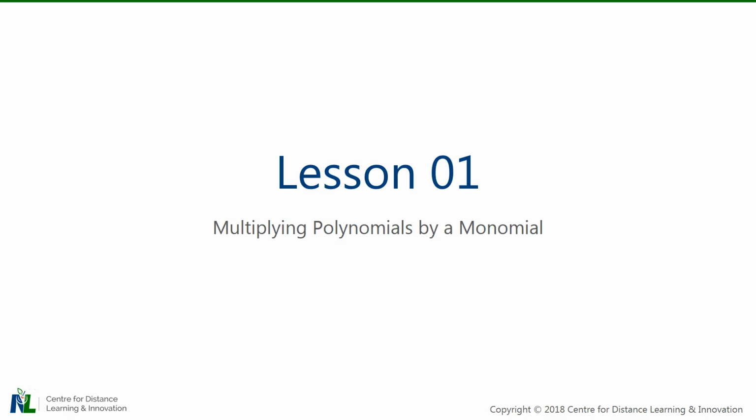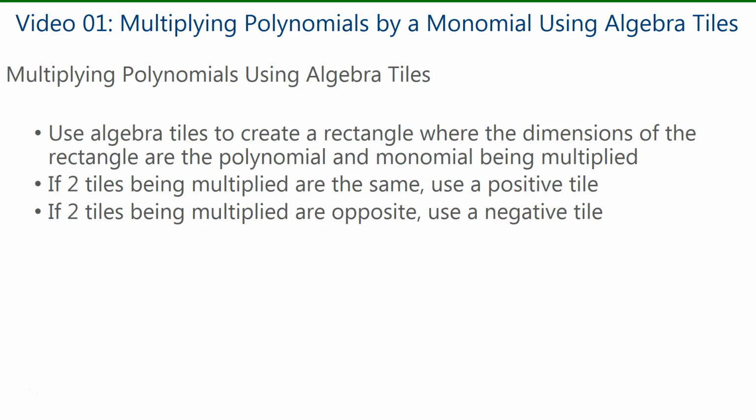Welcome to Lesson 1 on multiplying polynomials by a monomial. Here we'll be multiplying polynomials and monomials using algebra tiles. So we use algebra tiles to create a rectangle where the dimensions of the rectangle are the polynomial and monomial being multiplied. And if two tiles being multiplied are the same sign, like two positives or two negatives, we use a positive tile. And if the two tiles being multiplied are of opposite sign, we use a negative tile.